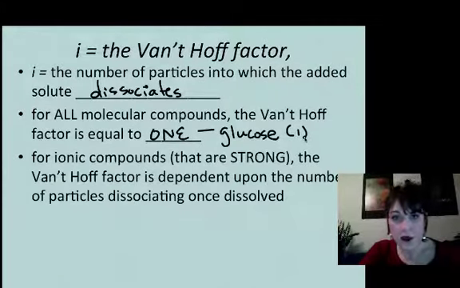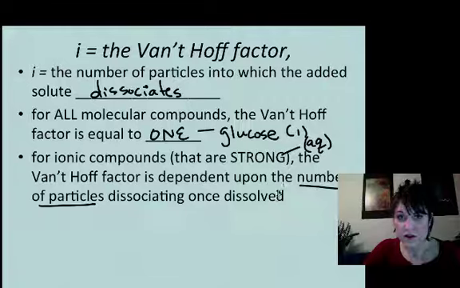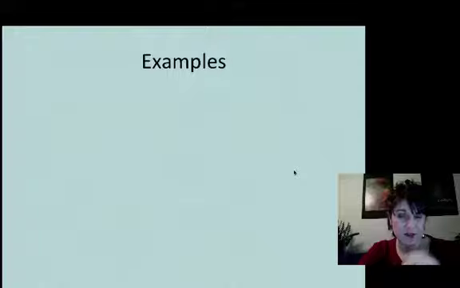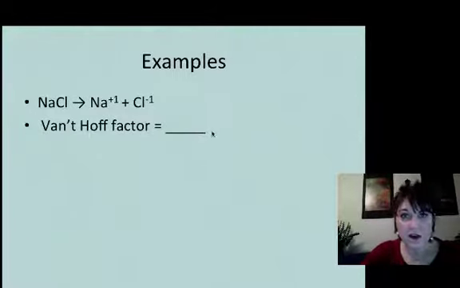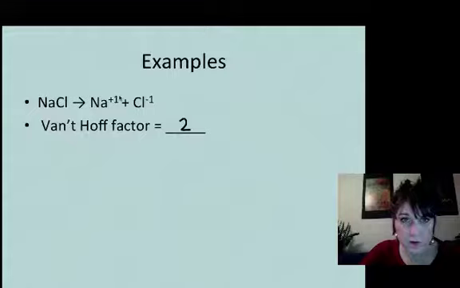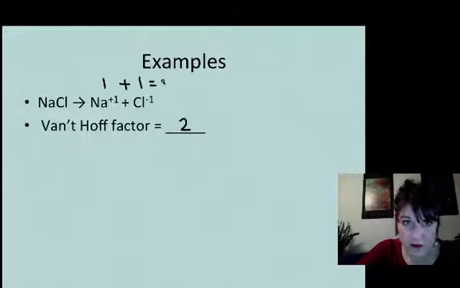But for ionic compounds, those that are strong ions, the van't Hoff factor is dependent on the number of particles it dissociates into. So by strong, we mean it's soluble, right? Or considered to be aqueous in solution. So you've got to know your solubility rules, or this is going to be really hard for you. Let's do a couple quick examples though. Sodium chloride, we talked about, breaks into sodium ions and chloride ions. And so the van't Hoff factor for sodium chloride is 2 because I have one of these plus one of these for a total of 2 particles in my solution.